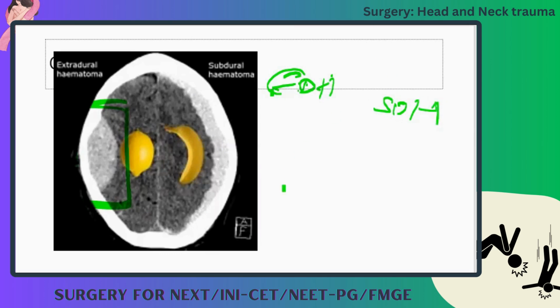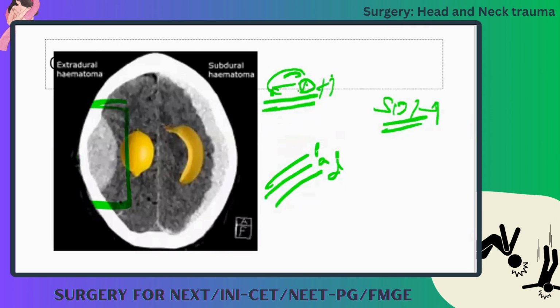We have the brain layers: pia, arachnoid, and dura mater. These are the three layers in anatomy. If it is outside the dura, it is extradural. If it is below the dura, it is subdural. Can anyone tell me why these occur? Why does extradural hemorrhage occur, and why does subdural occur?